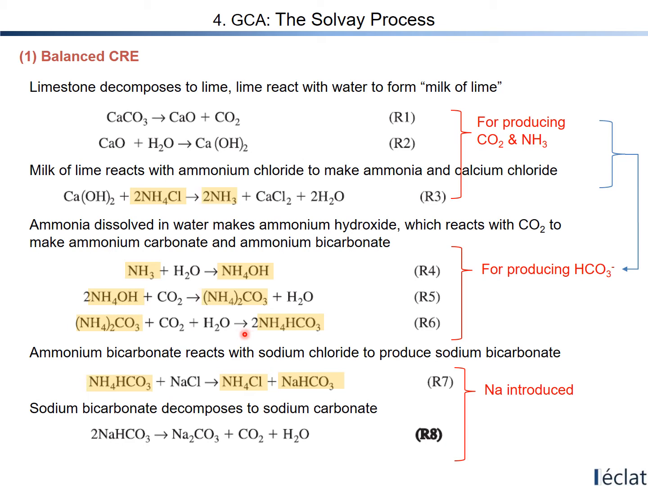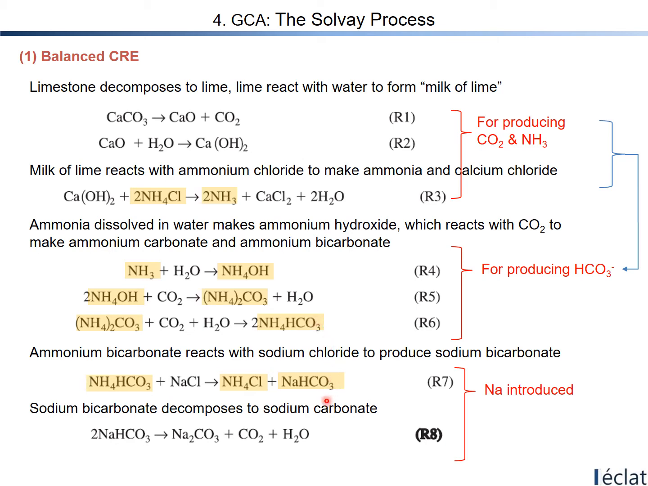carbonation, one more carbonation, then we have ammonium bicarbonate. So finally we have produced bicarbonate. Here is the carbonate source, and our final product was sodium carbonate. So this bicarbonate is used for making the final product.